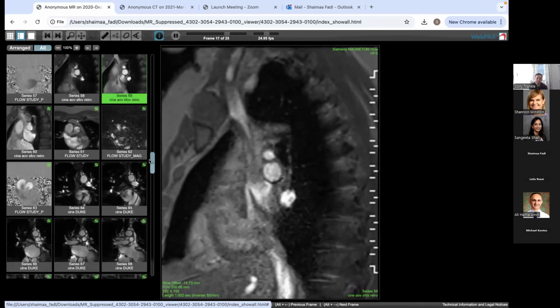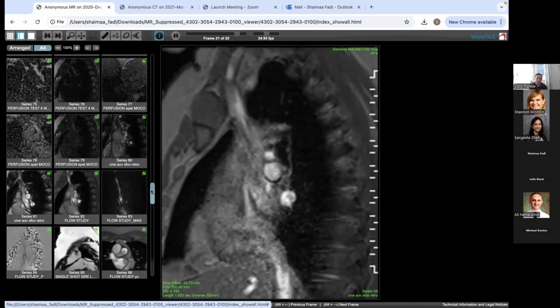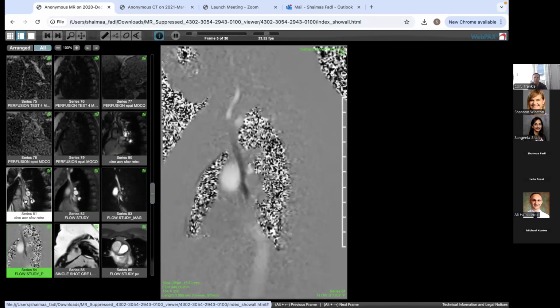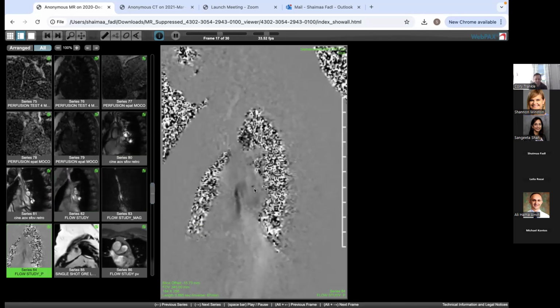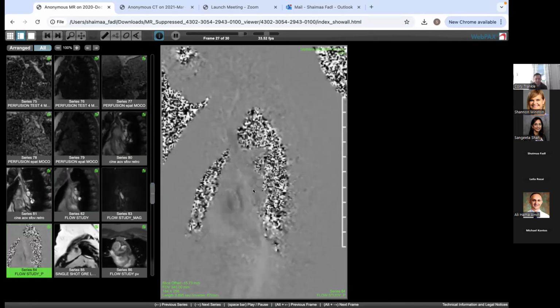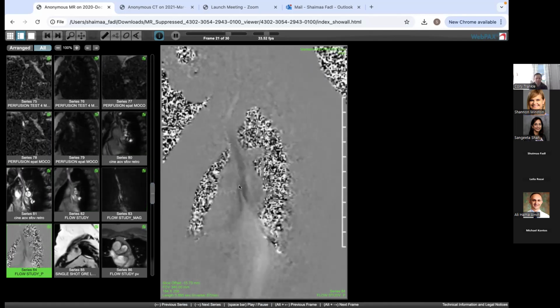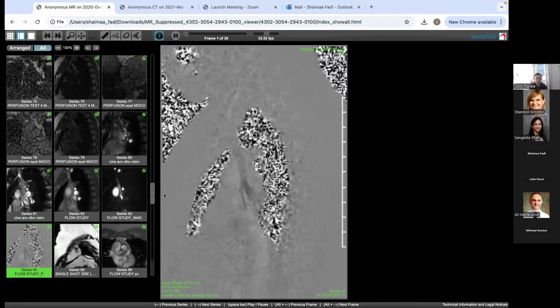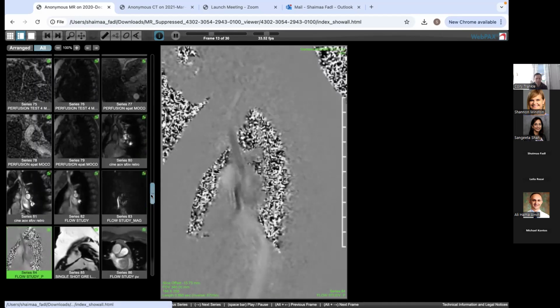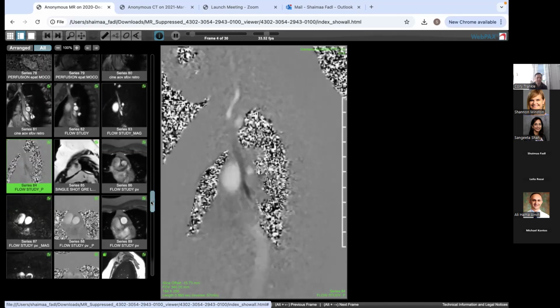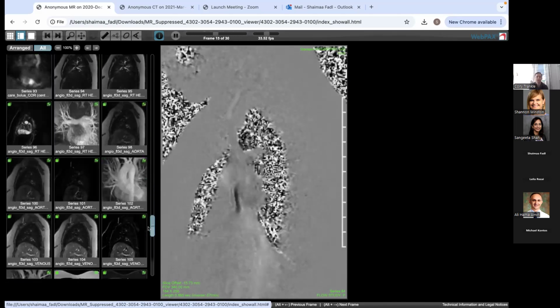hypoxia. And now I'm scrolling through more images and phase contrast images to assess that in more detail. And here you can see the flow is directed more toward the left atrium when compared to the right atrium. And that connection to the right atrium is a little bit stenotic when compared to the regular superior sinus venosus defect that we saw earlier, but we will compare both cases.